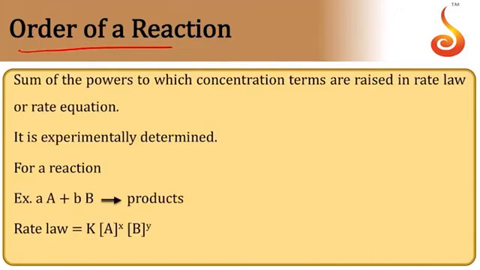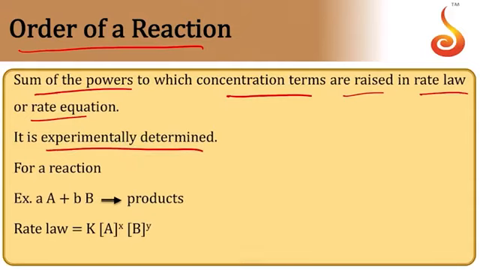Then comes the order of a reaction. The sum of the powers to which the concentration terms are raised in the rate law itself is called the order of a reaction. It is always an experimentally determined quantity. It doesn't come from a theoretical concept.